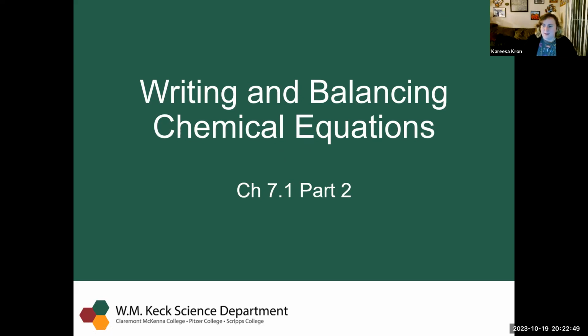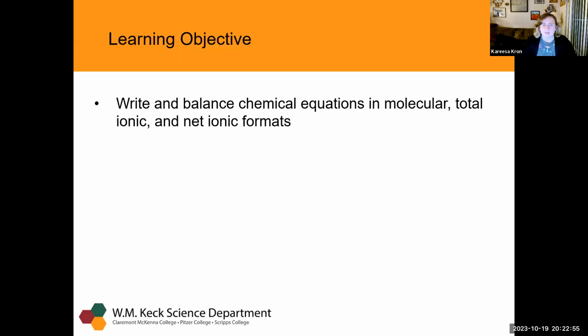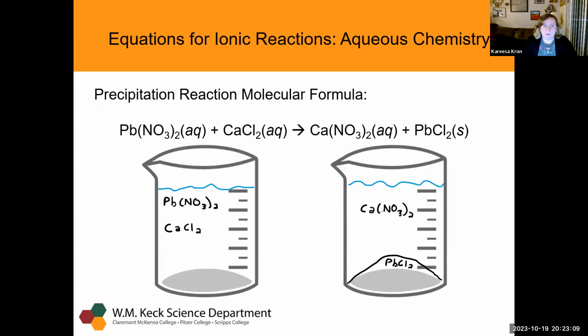So the first thing we want to do is talk about the learning objective. The learning objective for this video is to learn how to write and balance chemical equations in molecular, total ionic, and net ionic formats. Today I'm going to walk through an example of a precipitation reaction that happens in water. So this is aqueous chemistry, and an equation that we might provide for you could be lead nitrate, which is aqueous, and calcium chloride reacts to form calcium nitrate and lead chloride as a solid.